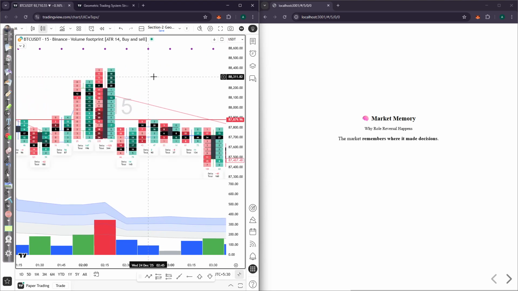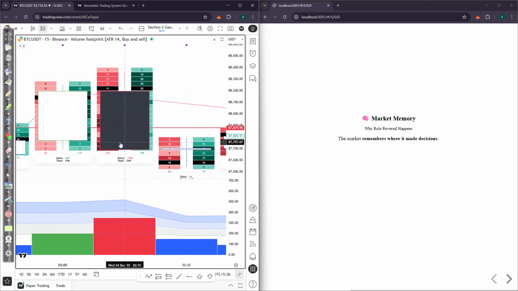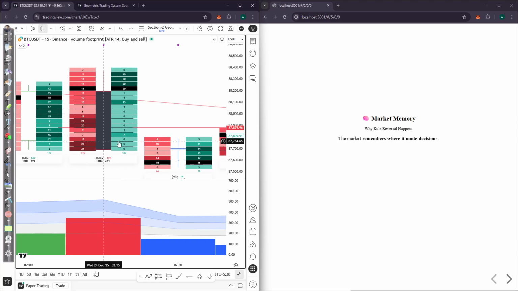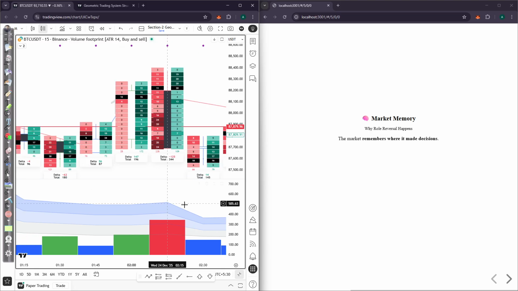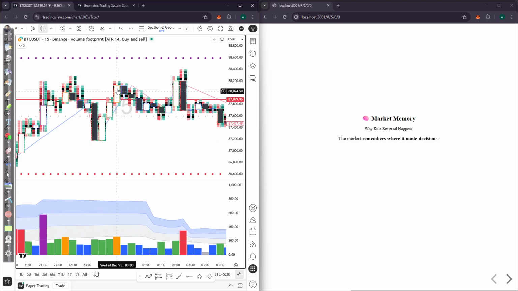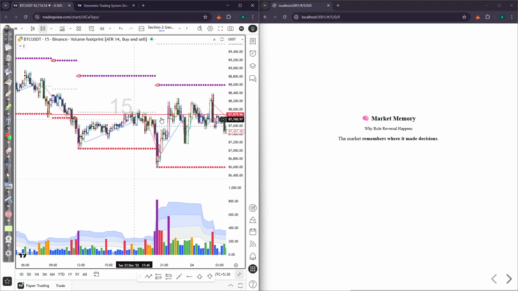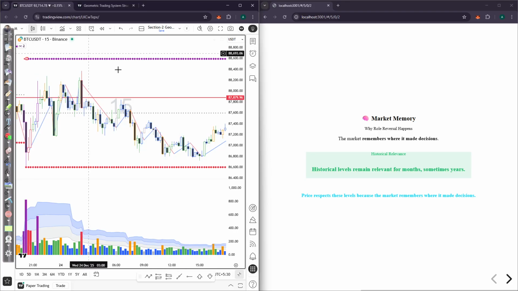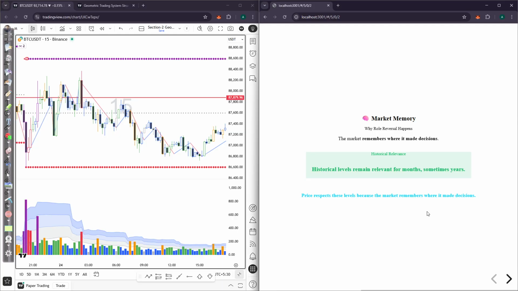Coming back here, you see a lot of selling here. You see minus 125, you see biggest delta, and that's where the selling happened. Okay, the old support became resistance, because the market remembers that historical element for months, sometimes even years, when we look at higher time frames. Price respects these levels because the market remembers where it made decisions.